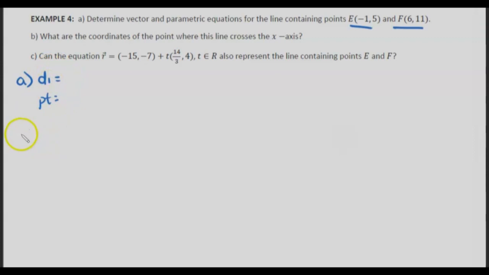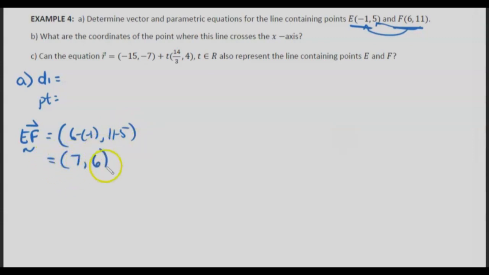So for the direction vector, let's find direction vector EF. What we're going to do is take F and subtract E, the components. So 6 minus negative 1 would be the x's, and then 11 minus 5. So we have (7, 6), and that's our direction vector.